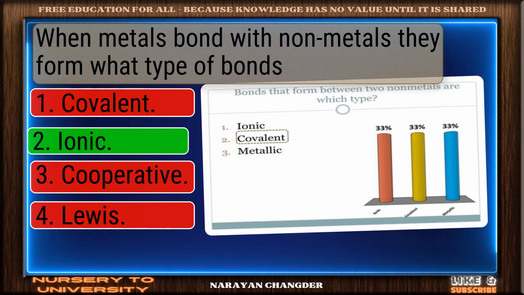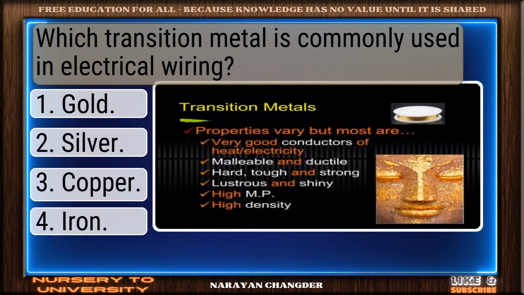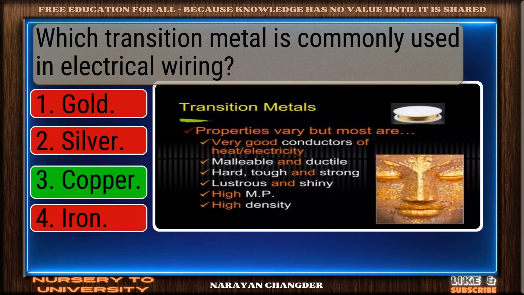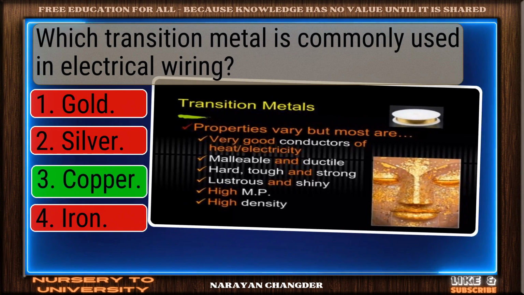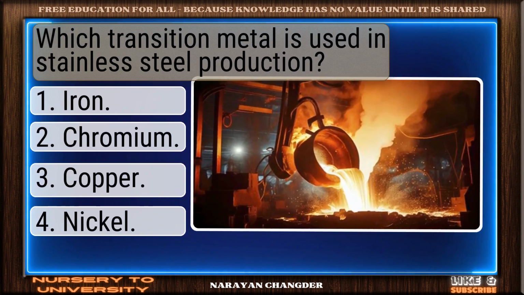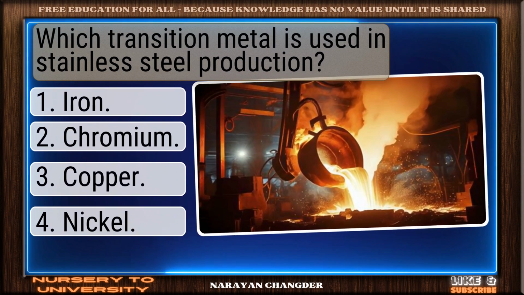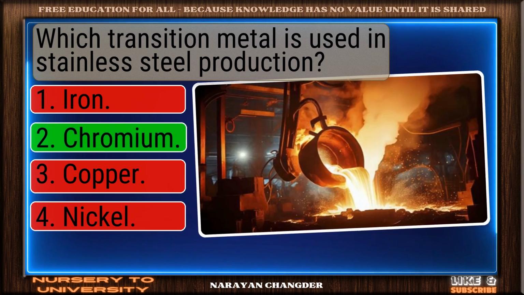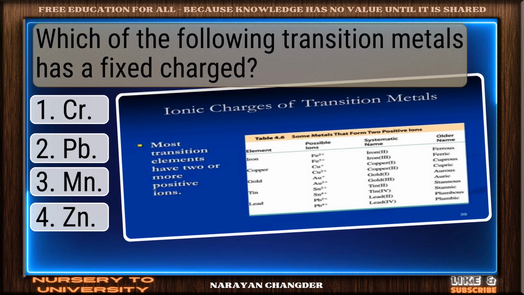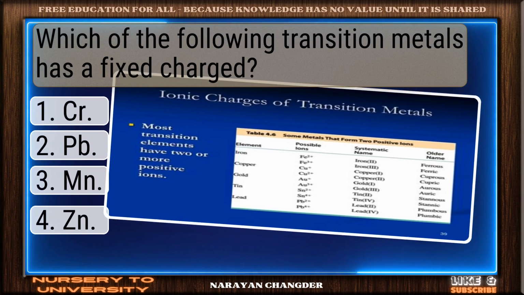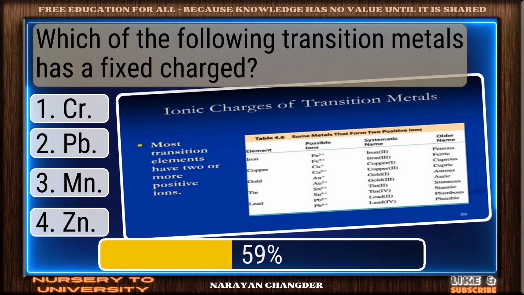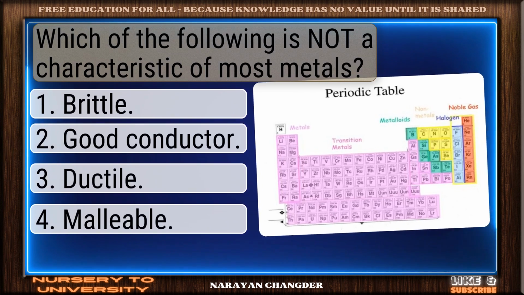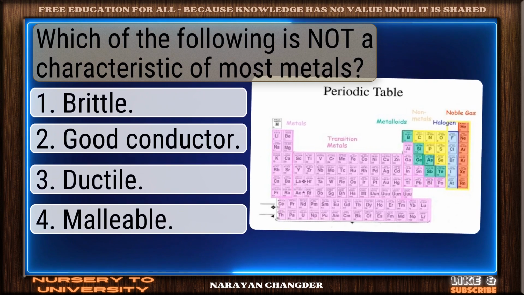When metals bond with nonmetals, they form what type of bonds? Precise answer, ionic. Which transition metal is commonly used in electrical wiring? Outstanding effort, copper. Which transition metal is used in stainless steel production? Confident and correct, chromium. Which of the following transition metals has a fixed charge? That's accurate, Zn.